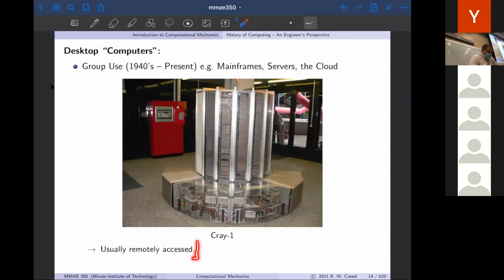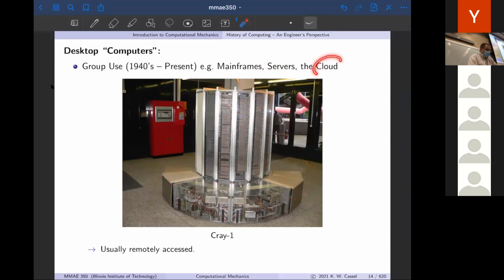Early on, these were generally remotely accessed. You could not afford to have one of these on your desk, quote unquote. So you had some other, usually they call them a dummy terminal or something, on your desk that was connected to the mainframe or to the servers.